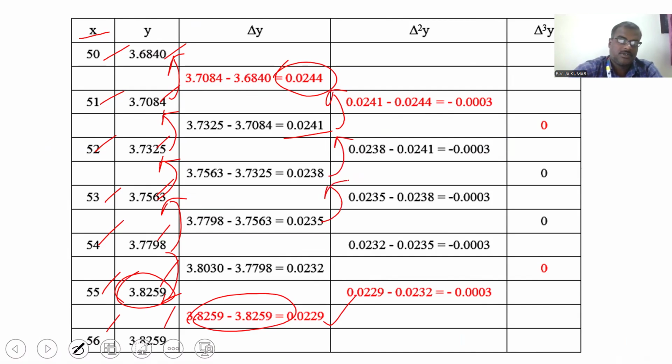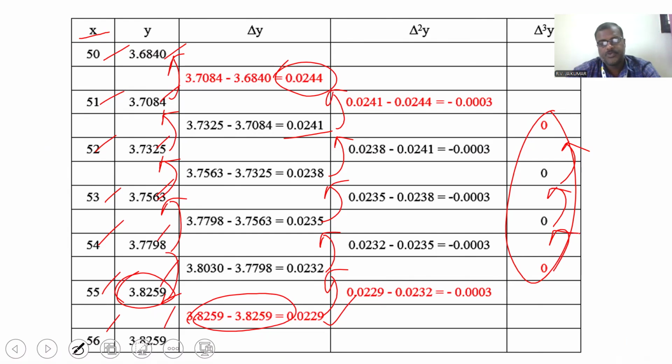Continue this process until we have 0 or any finite single value. So hereafter, no need to proceed to the next values, because 0 minus 0 is again 0, 0 minus 0 is 0. So we stop at the third difference. No need to proceed to the fourth difference because all the values are zeros. We don't have any non-zero values to calculate. So we can stop calculating at the third difference.